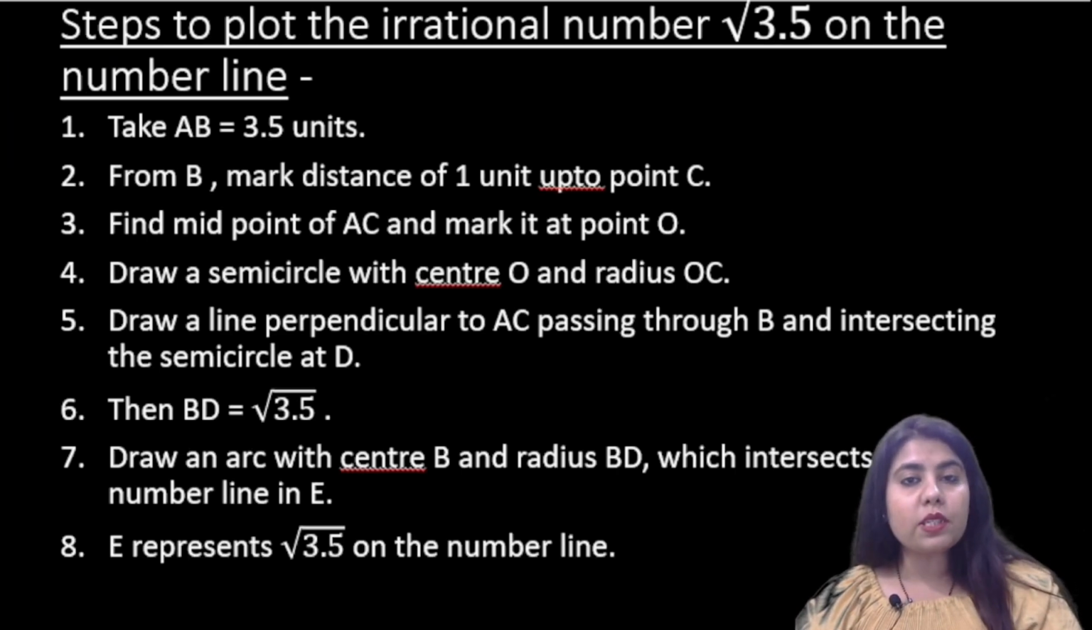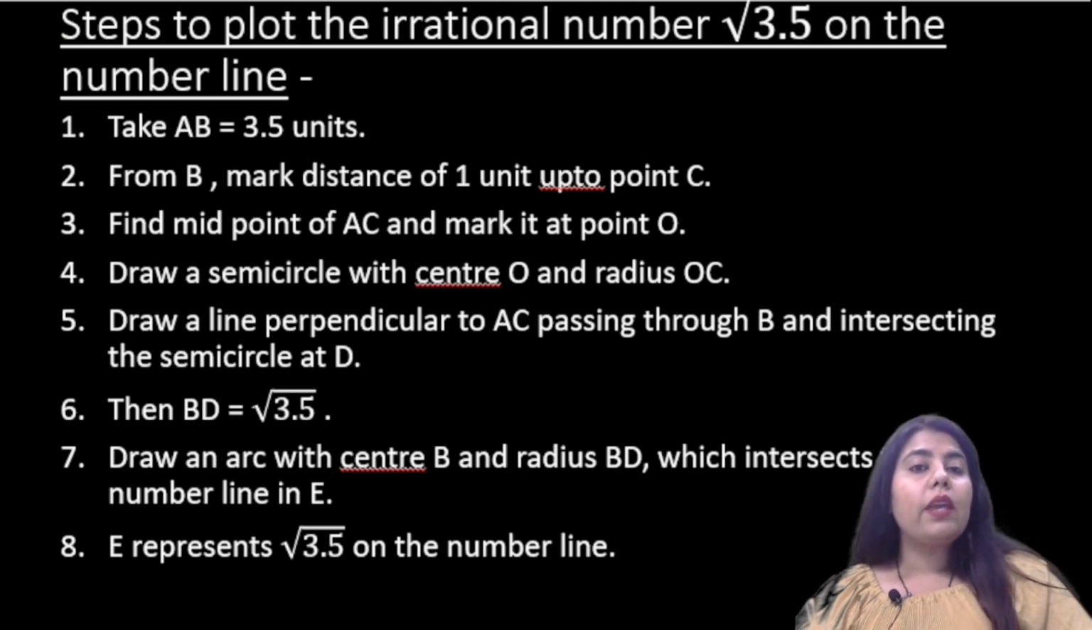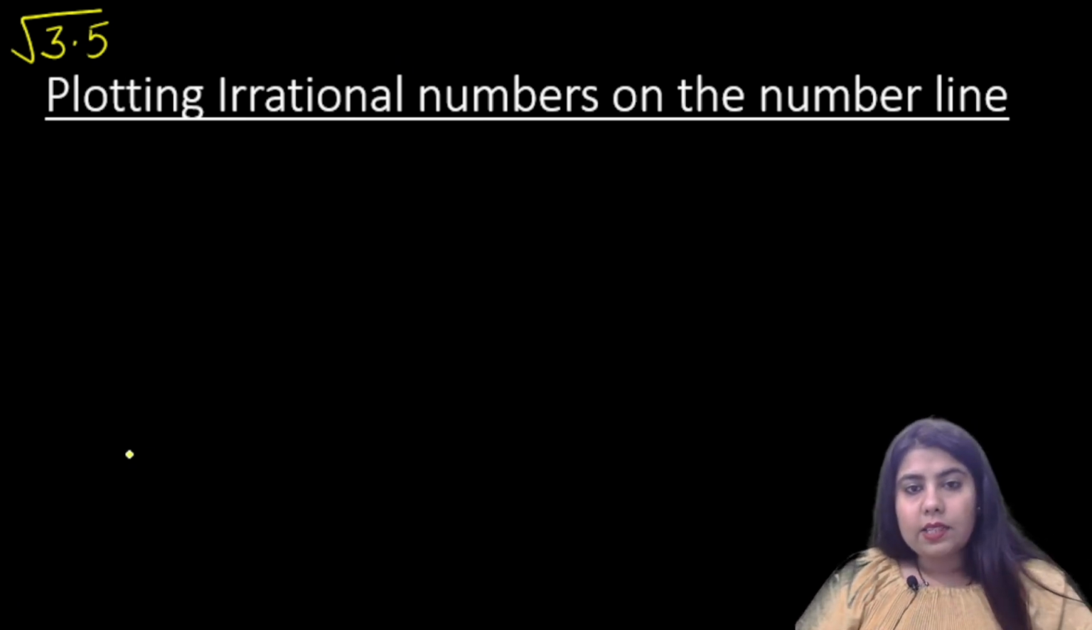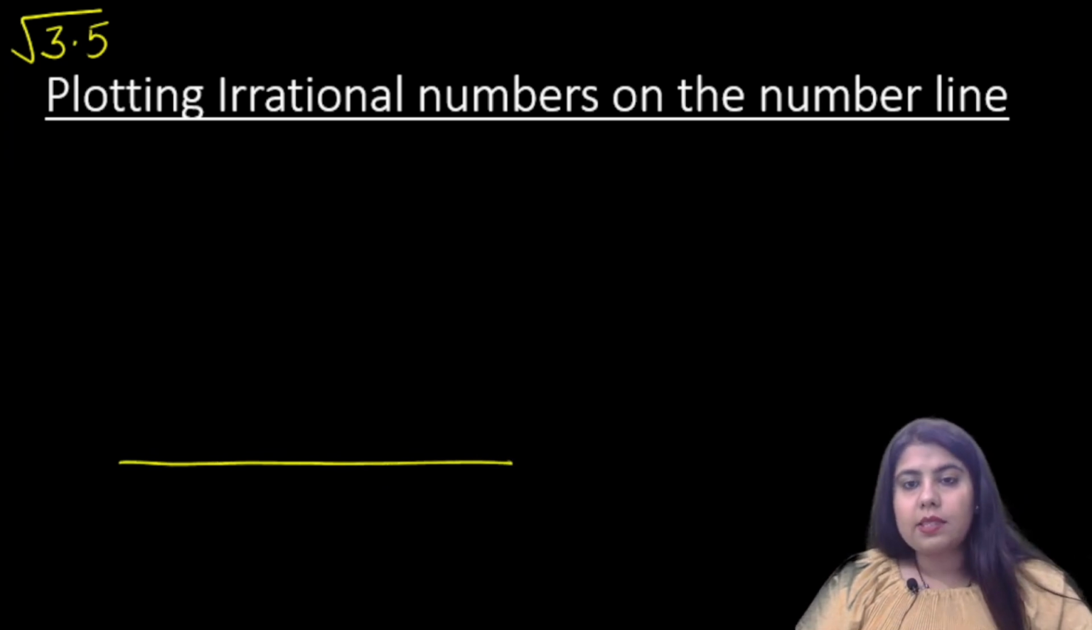See, for this, the first step is take AB equal to 3.5 units. We have to first take a line which is of 3.5 centimeters. See, we are taking this like from here I am starting, and I am taking this as A and this is B point, and it is of 3.5 units.